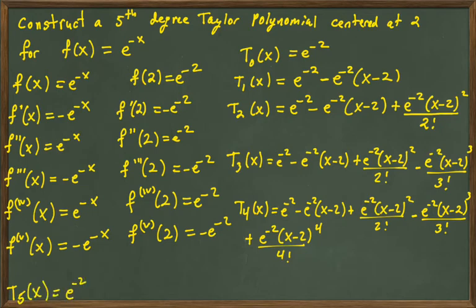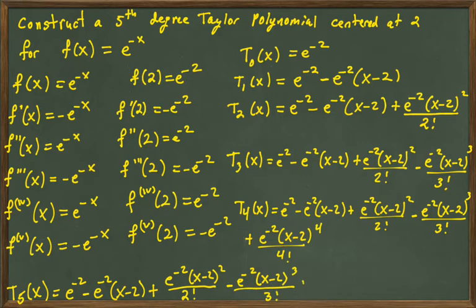And the fifth degree Taylor polynomial will be the fourth degree Taylor polynomial plus the last term. So we'll write it out until we get there. So there's our fourth degree Taylor polynomial, and so now we just need to add on to it the next term. So the fifth derivative evaluated at 2 is negative e to the negative 2, x minus 2 to the fifth power all over 5 factorial. And so here's your fifth degree Taylor polynomial centered at 2 for e to the minus x.